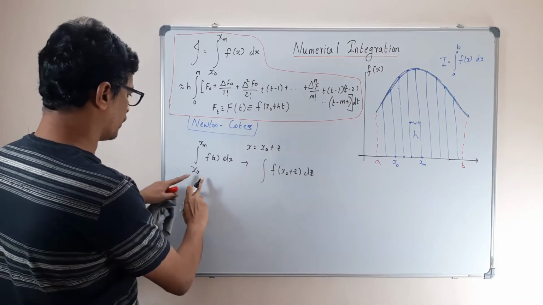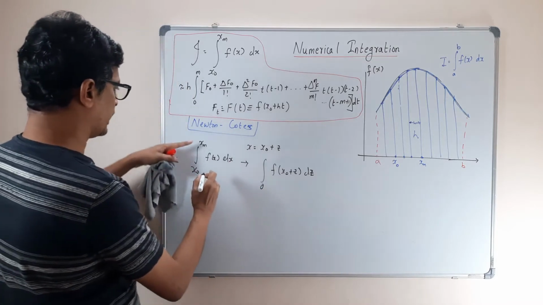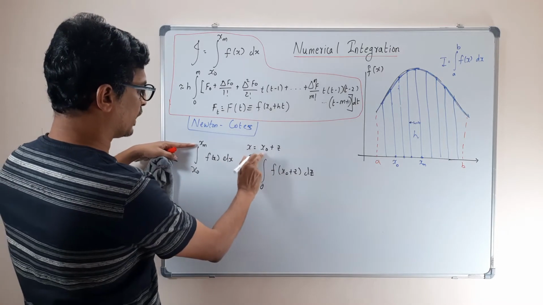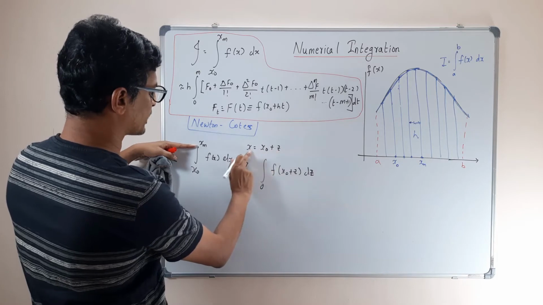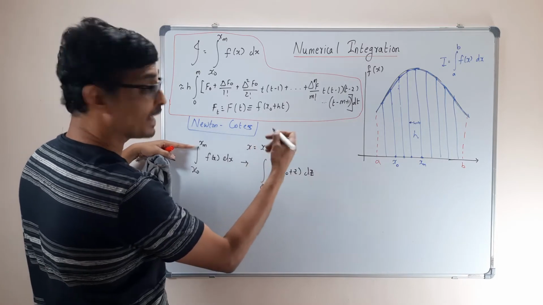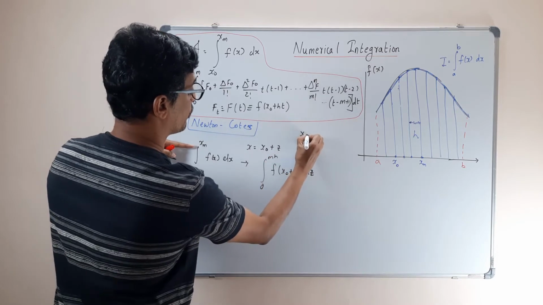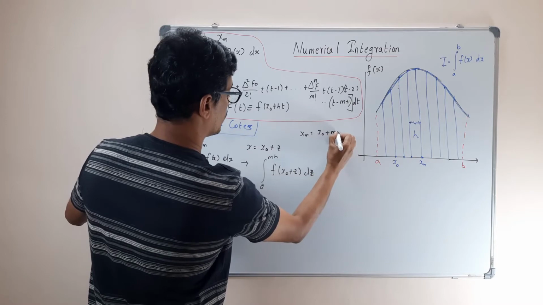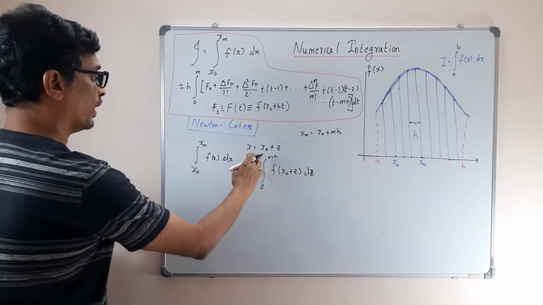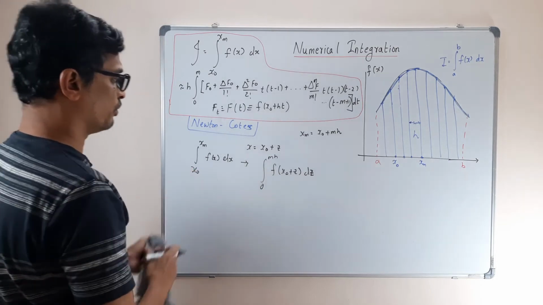When x is equal to x0, z becomes 0, and when x is equal to xm, the z upper limit will become xm minus x0, that is nothing but mh. Am I right? Because xm will be equal to x0 plus mh. So xm minus x0 is going to be mh, so the upper limit will become mh. We have to perform this integration.